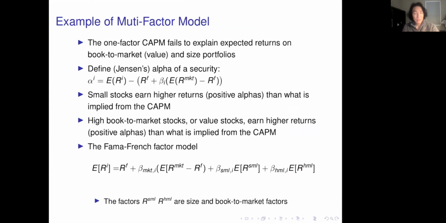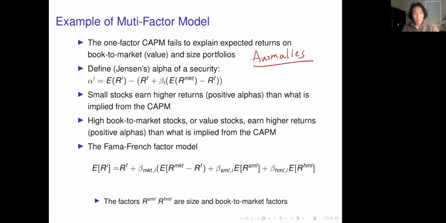So there's one good example of the multi-factor model. The multi-factor model came along because there's abundant evidence that the one-factor CAPM fails to explain expected returns on, say, book-to-market and size portfolios, and we call this phenomenon anomalies. Okay? Anomalies that cannot be explained with the CAPM.